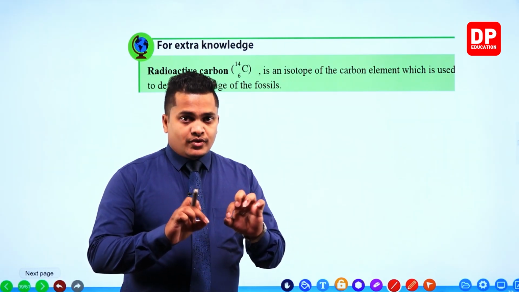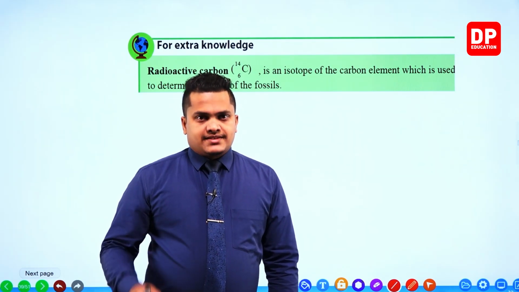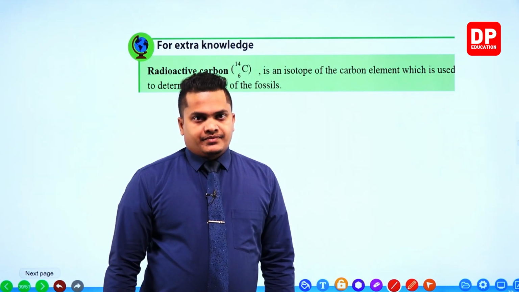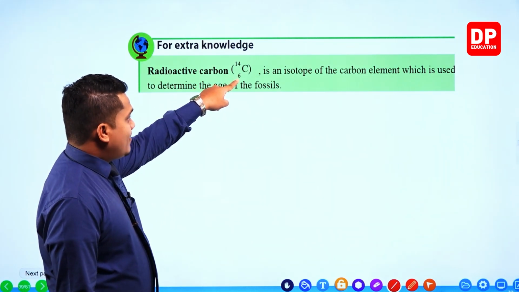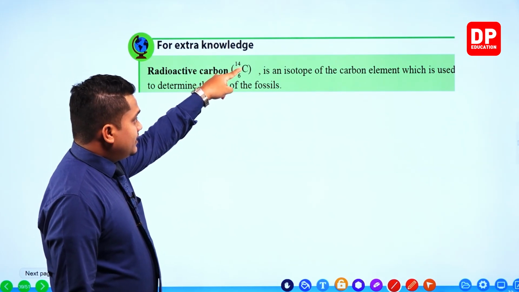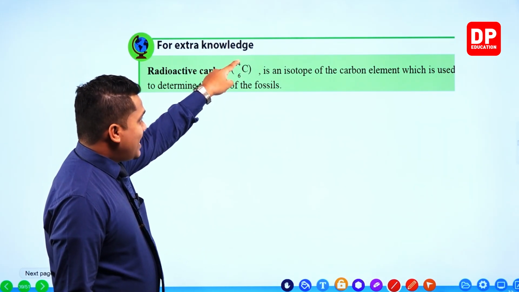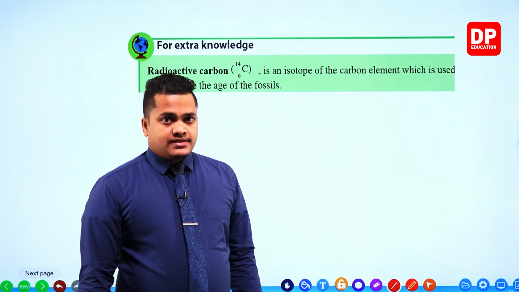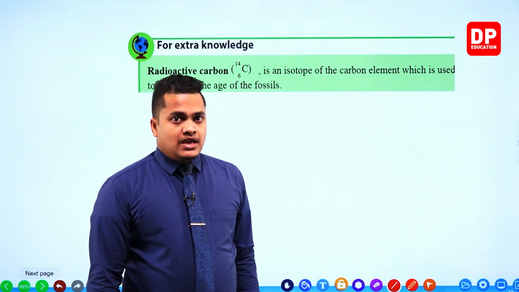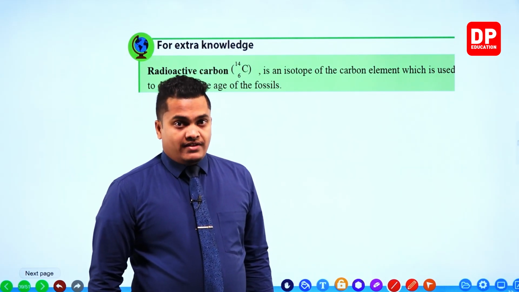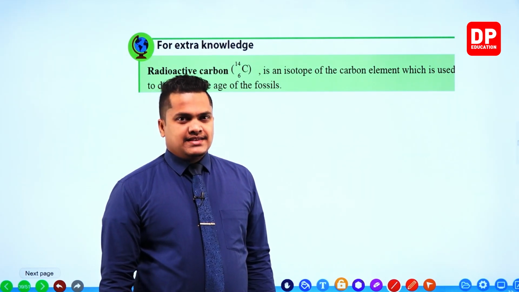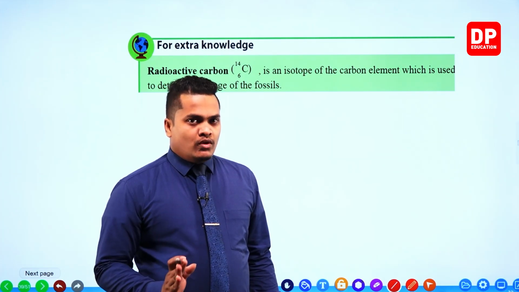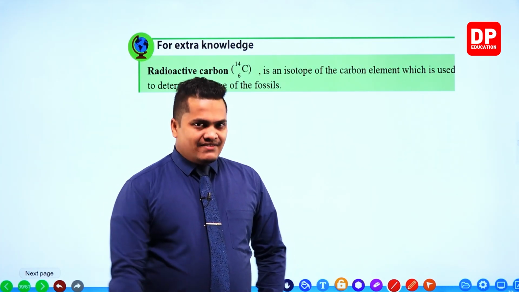Radioactive means it's going to emit certain types of waves. Radioactive carbon is carbon-14. That means the atomic number is 6 but the mass number is 14. Radioactive carbon has atomic number 6, same as normal carbon, but the mass number is 14, not 12. Usually carbon is observed as carbon-12, atomic number 6 and mass number 12, but however there is radioactive carbon.